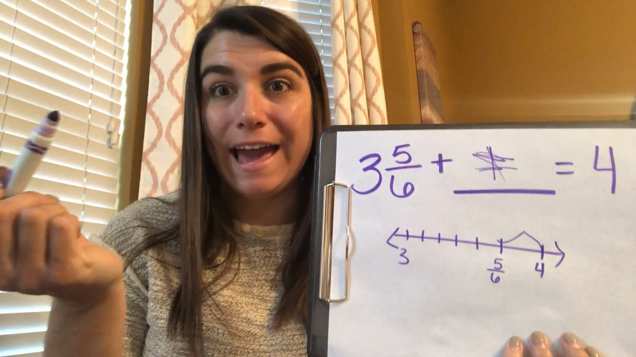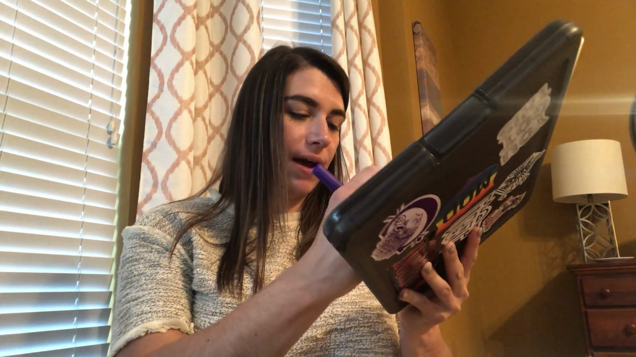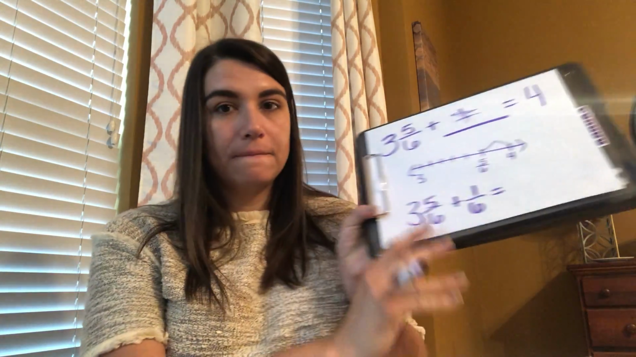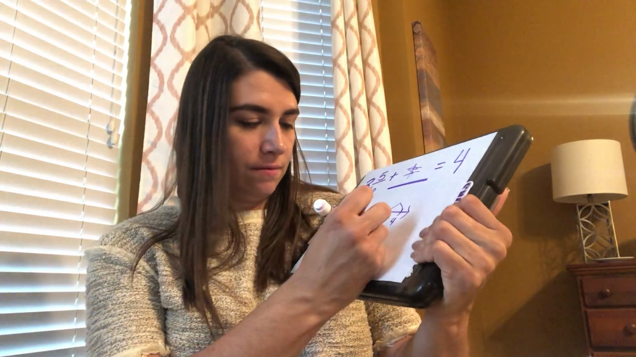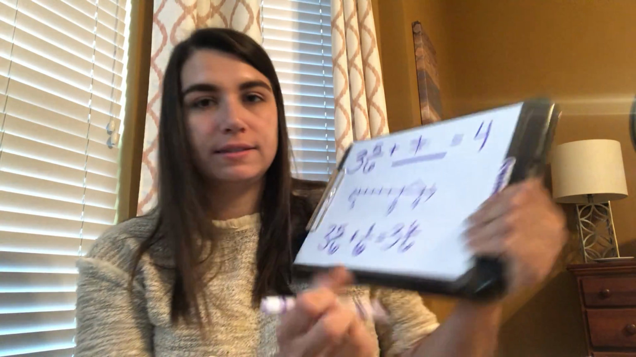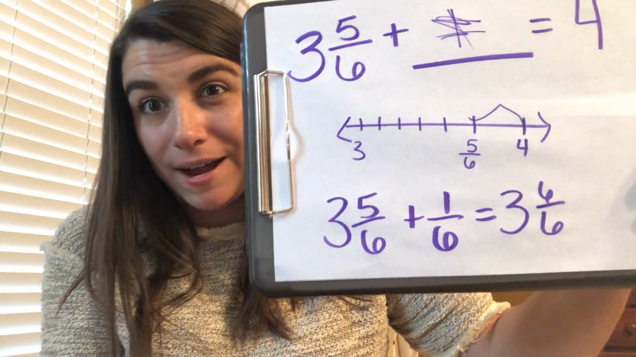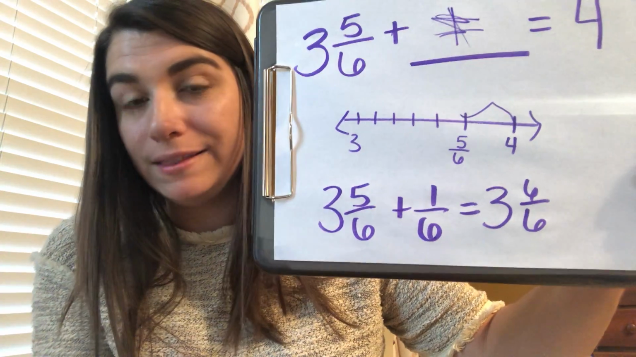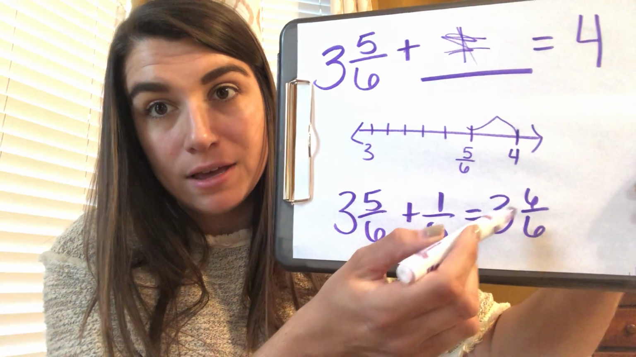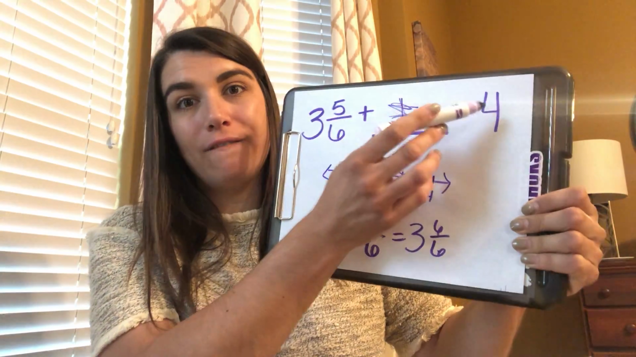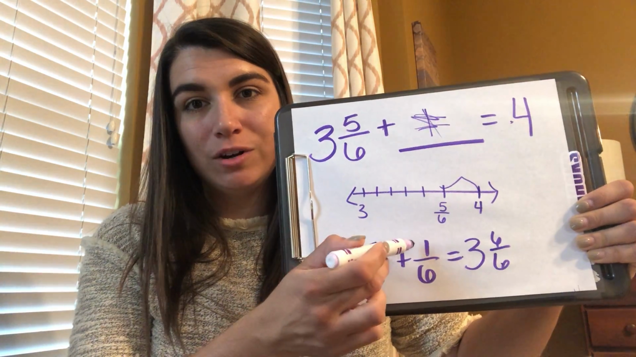So if I were to add the 3 and 5/6 plus 1/6, like this, the 1/6 away, I would get 3 and 6/6. And you know you can't leave it like that, right? Because that's your whole number right there. So this 6/6 becomes 1, and then 3 plus 1 is 4. So your answer for this one would have been 1/6.